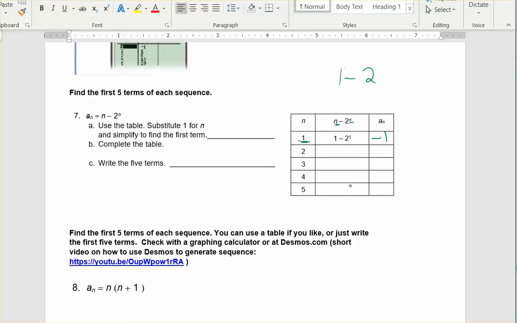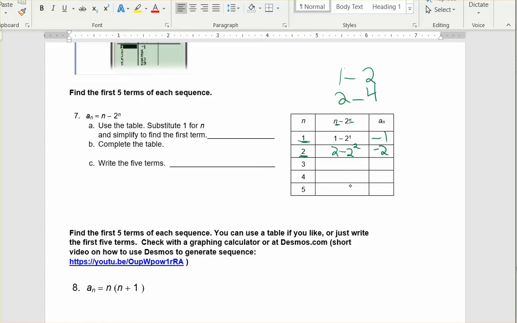So for my second term, I'm going to replace n with 2. So that would be 2 minus 2 to the second power. So I'd have 2 minus 2 squared, which is 4. 2 minus 4 is negative 2. Now don't do 2 of them and then say, oh, the pattern is negative 1, negative 2, negative 3. You don't know that yet.